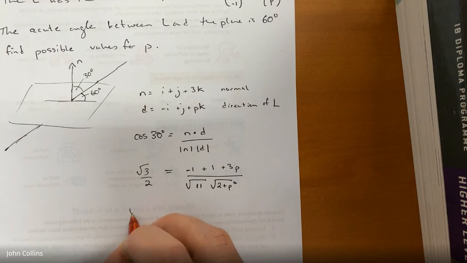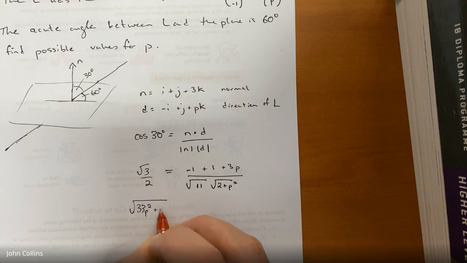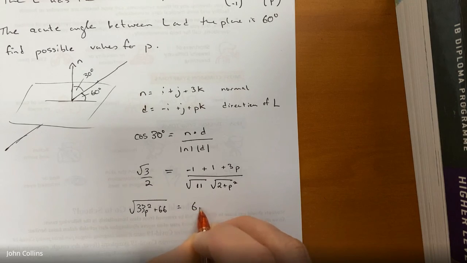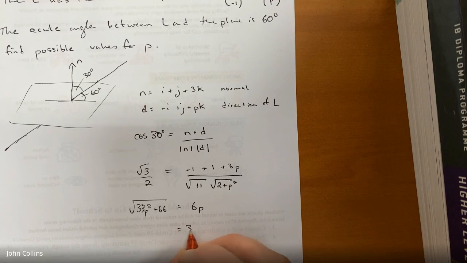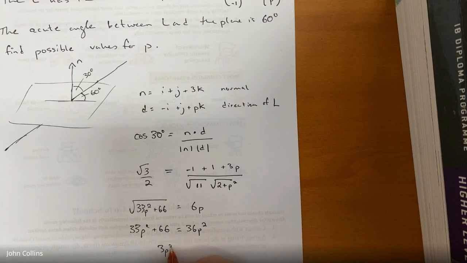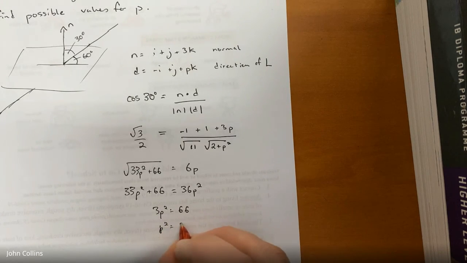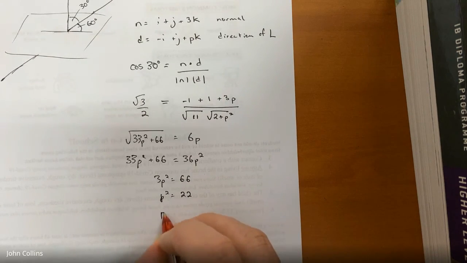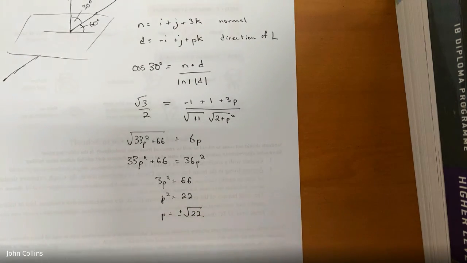And this is solvable from here, and I'm not going to spend much time going into that. You end up at some stage getting root 33p squared plus 66 is equal to 6p if you multiply by 2, and that cancels out and bring it all over. And therefore square both sides, and that's 36p squared. So you end up with 3p squared equals 66, which means p squared is equal to 22, which means p then is plus or minus the square root of 22. So there are the two possible values of P. Yep. So that's an example of what is a difficult vector equation.